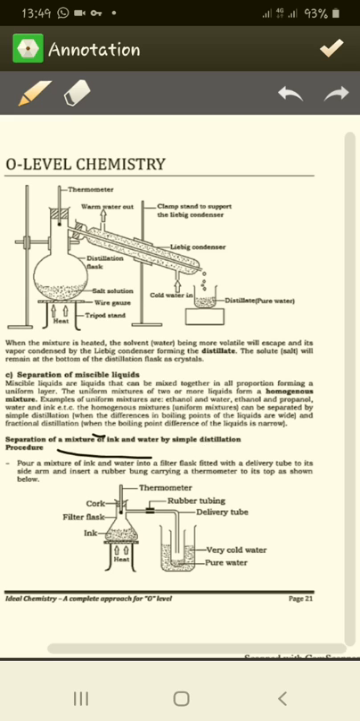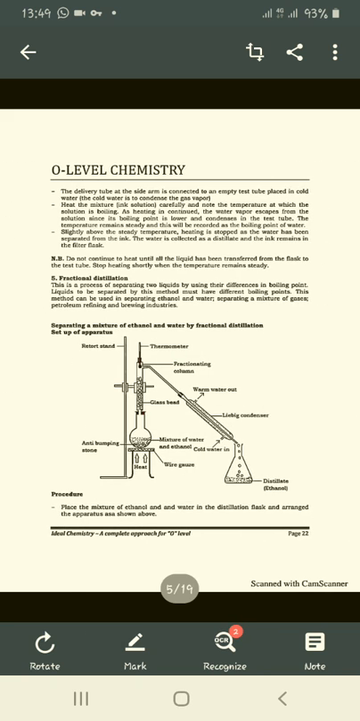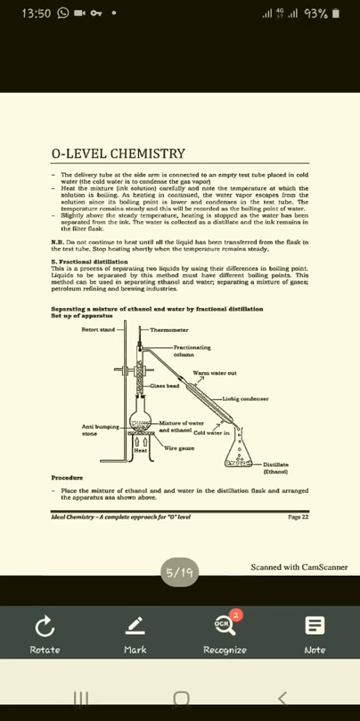That one is not common. The common one is what we are going to see. The common one is here for fractional distillation. This is very, very common for fractional distillation here, where we start from NB.